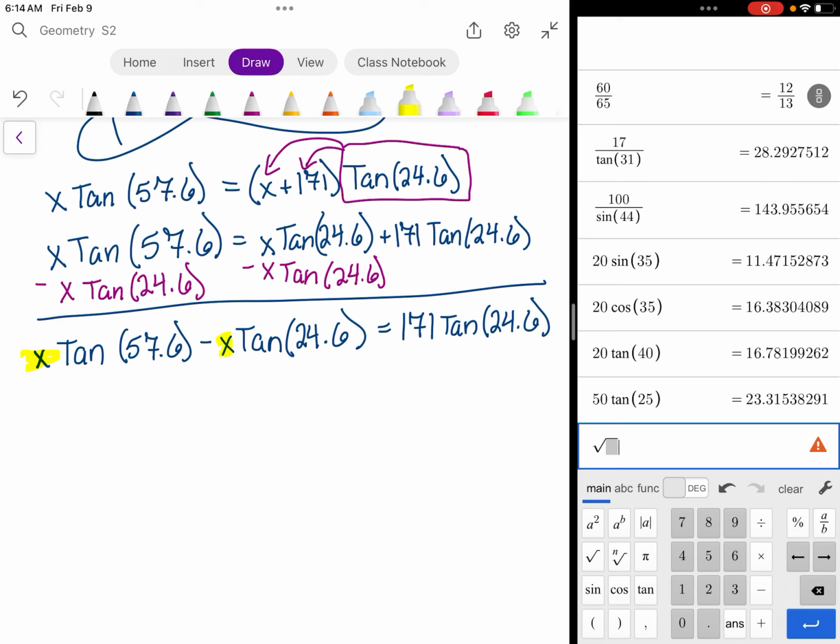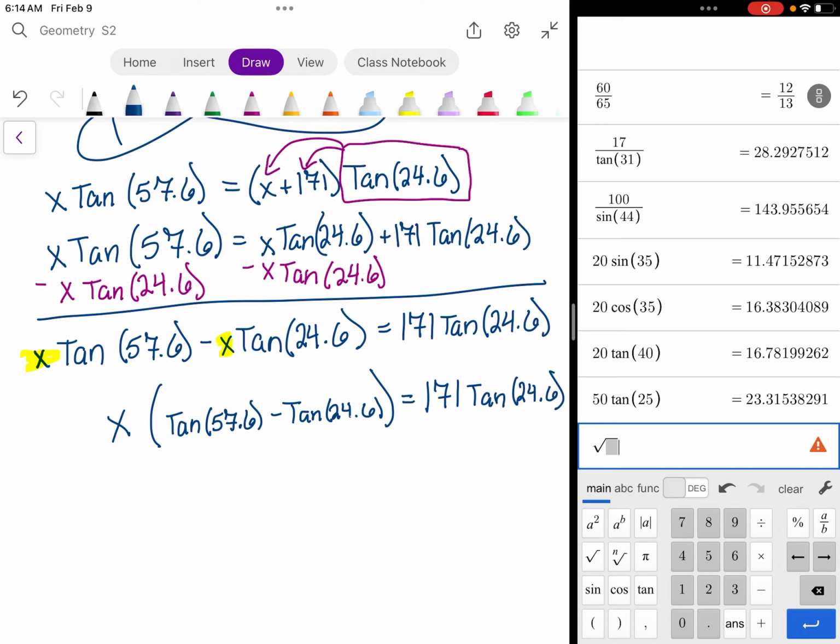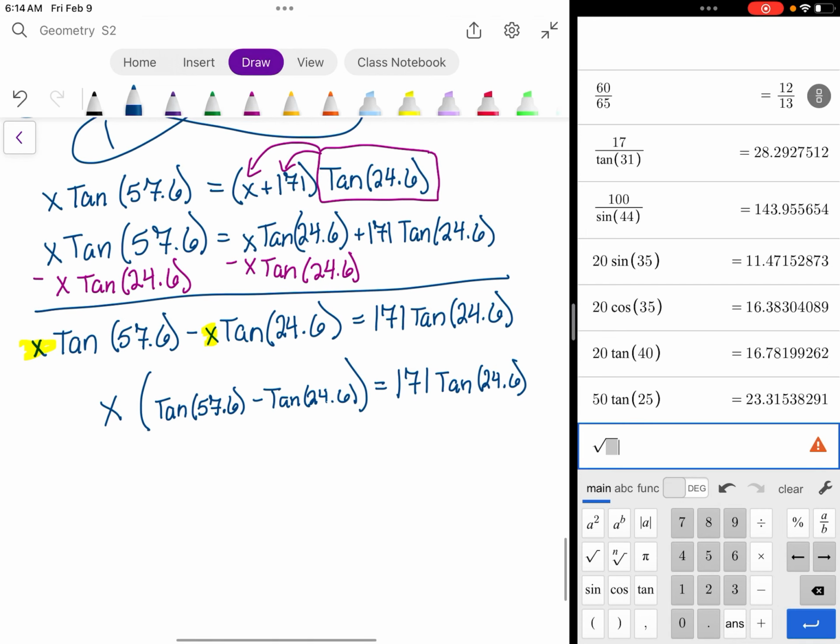and we need to figure out a way to get them by themselves. And that method we're going to use is we're going to take out the greatest common factor between those two terms on the left side. Both of them have an x, so that is what we are going to pull out. So we're going to take the x out, and then we're going to have tangent of 57.6 minus the tangent of 24.6 in the parentheses. And that is equal to 171 times the tangent of 24.6 still.